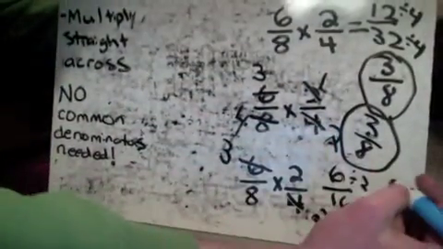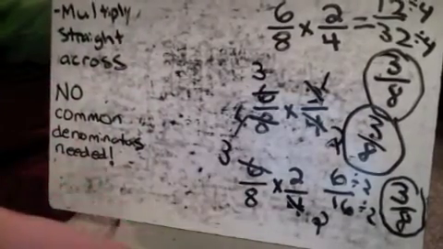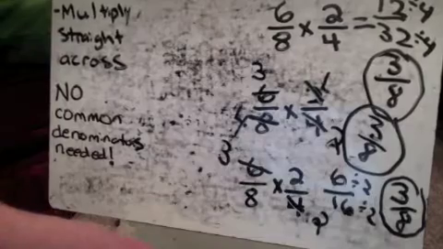6 divided by 2 is 3. 16 divided by 2 is 8. So even if you can cross-reduce and you forget to do one of them, you're still going to get the same answer no matter what, as long as you do it right.